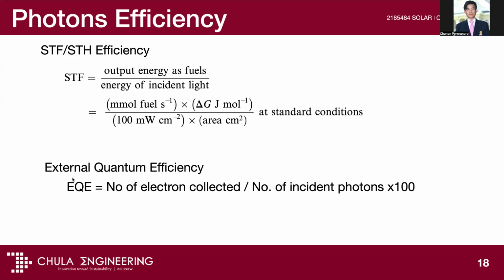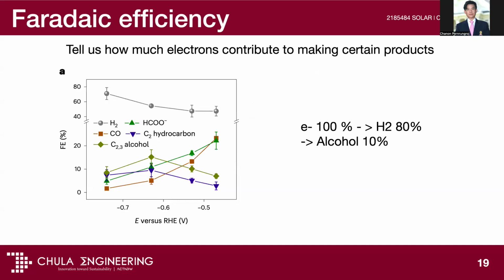So this is another metric that people, when they develop a new catalyst, try to improve, so that the number of photons they put in will equal the number of electrons that perform different reactions. So that's another thing, right? And another thing here is Faraday efficiency.